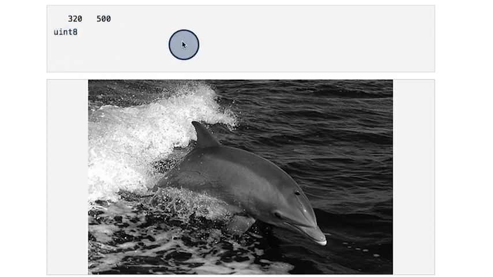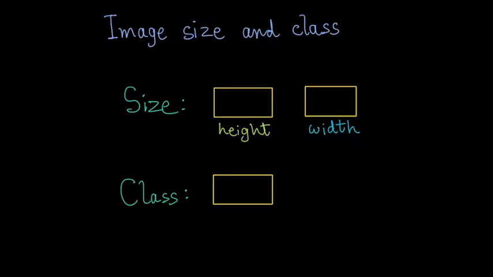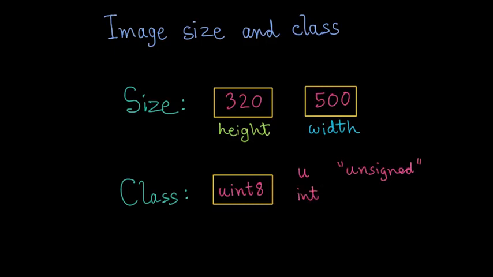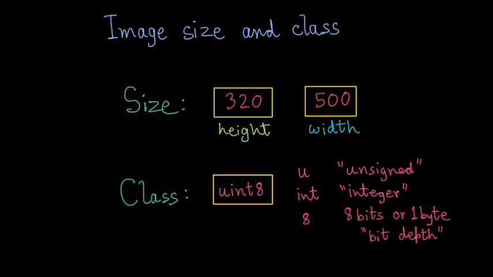If you type these values in correctly, good job. So the height and width turned out to be 320 and 500 respectively. And the class was uint8. Now what does uint8 mean? Some of you may know this already. U stands for unsigned, which means this data type cannot represent negative numbers. Int stands for integer, and 8 refers to 8 bits, or 1 byte. This is sometimes known as the bit depth. It indicates the number of bits allocated to store each intensity value.